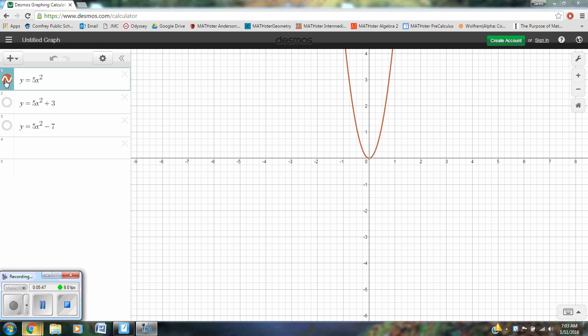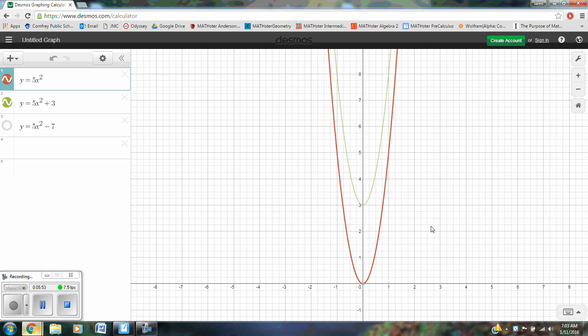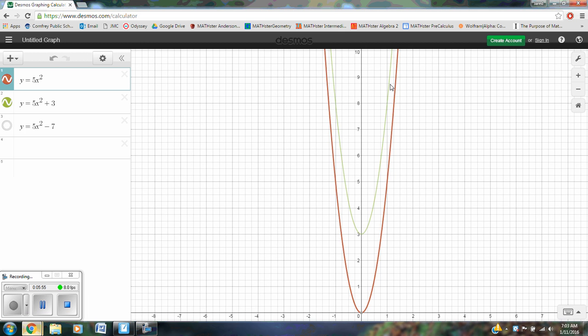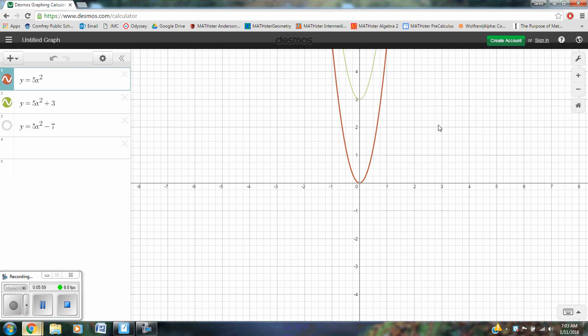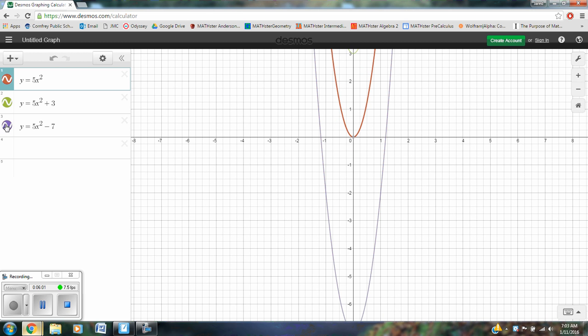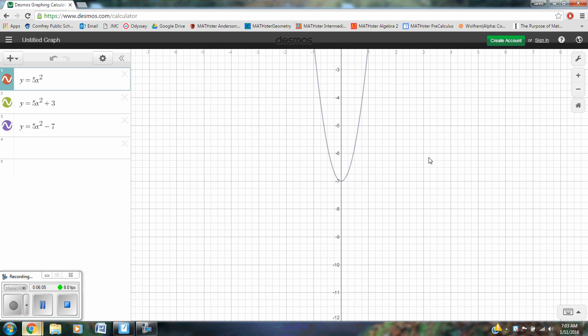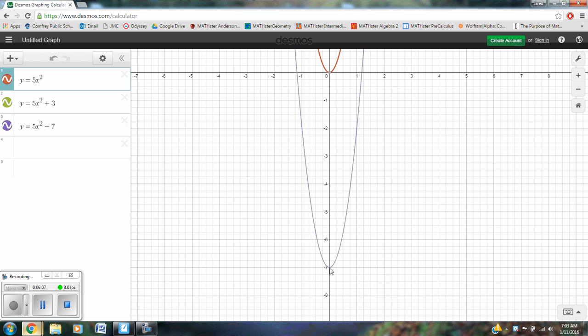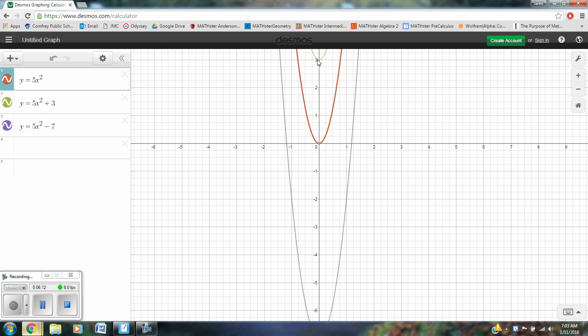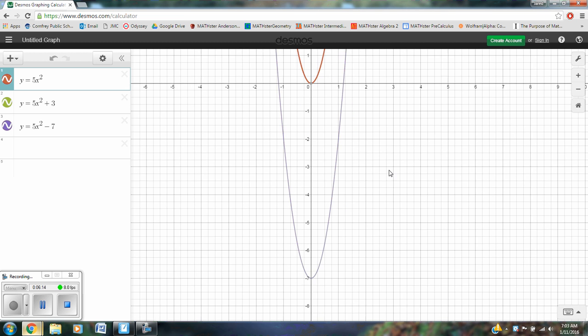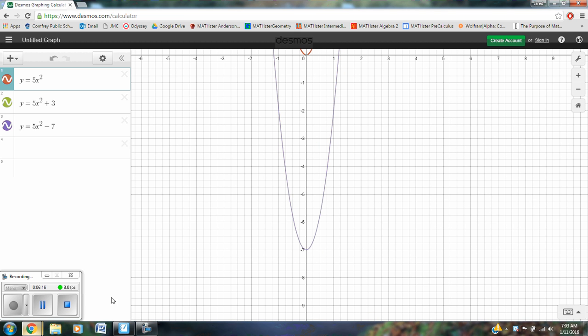All right, so now we have the calculator. We have y equals 5x squared graphed right here. It's nice and narrow. If we add in the 5x squared plus 3, notice it's the same parabola, but instead of starting down here at 0, it starts up here at 3. Move this down a little bit, and we add in the 5x squared minus 7. Again, same parabola, just as narrow, only it starts down here at minus 7. So notice vertex up here at positive 3, vertex at 0, vertex at negative 7.